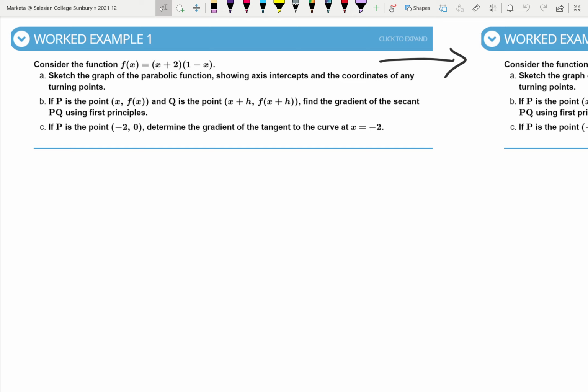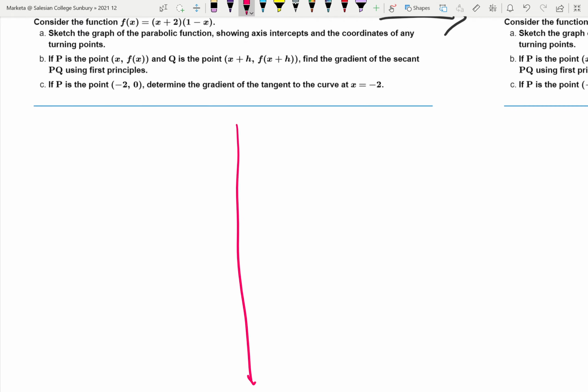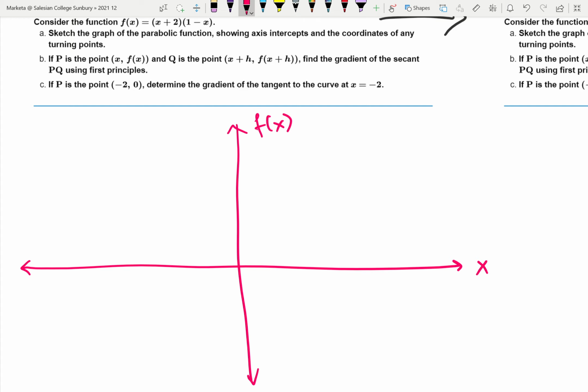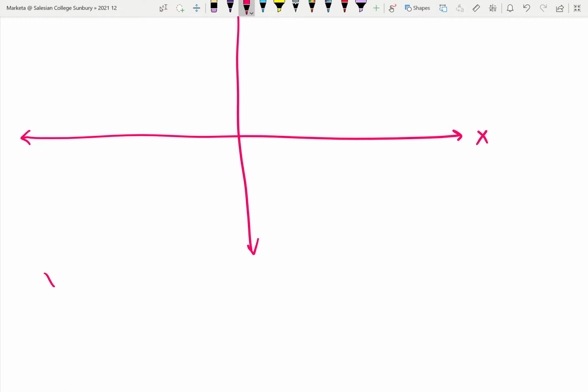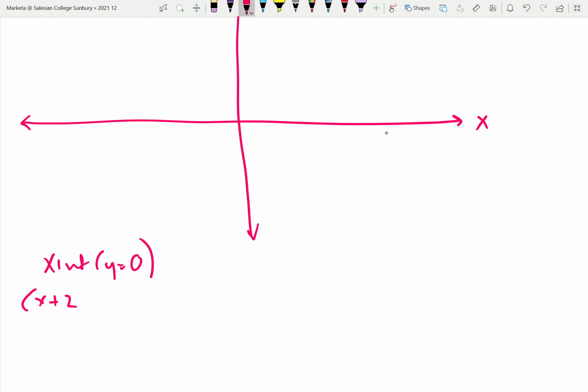So we've got the function f of x, and they're asking to sketch that graph and to show all the important features. I won't take too long in sketching it because that's not the point of this exercise so much, and we should all know how to sketch parabolas by now. So we'll have x-intercepts. Y equals 0, so it's x plus 2 and 1 minus x. Of course, null factor law, so x plus 2 equals 0, x equals -2.